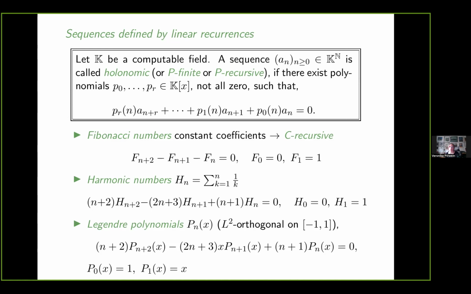Holonomic, P-recursive, C-recursive sequences are nice because they have this nice finite representation, but also they are closed under many operations. So if I add two P-recursive sequences, they are P-recursive again. If I multiply them, if I take the Cauchy product, if I shift, so many operations, I stay within the class of P-recursive sequences, and also for C-recursive, I stay within the class of C-recursive sequences.